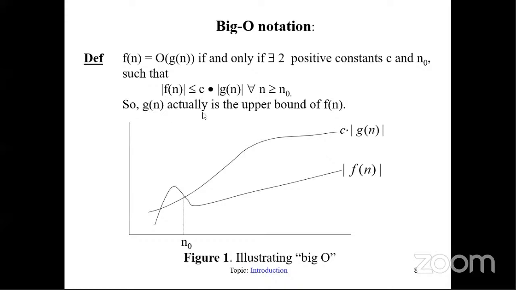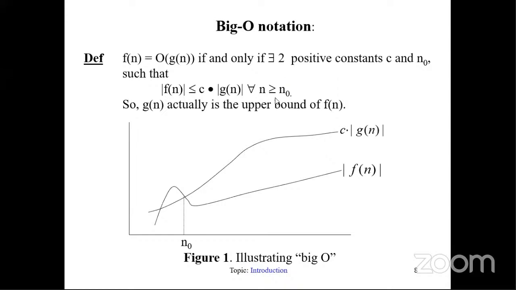So what this means is that g of n is greater than or equal to f of n, which means g of n is the upper bound of the function f of n. Look at this operator here. cg of n is greater than or equal to f of n, and that's why we said f of n is less than or equal to cg of n. So because cg of n is greater than or equal to f of n, it means that g of n itself is the upper bound of f of n.